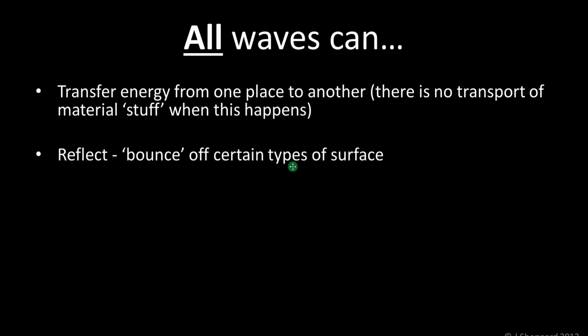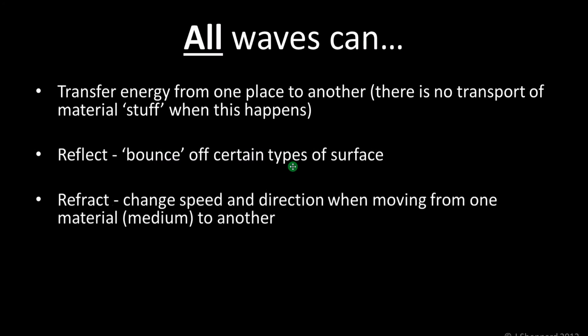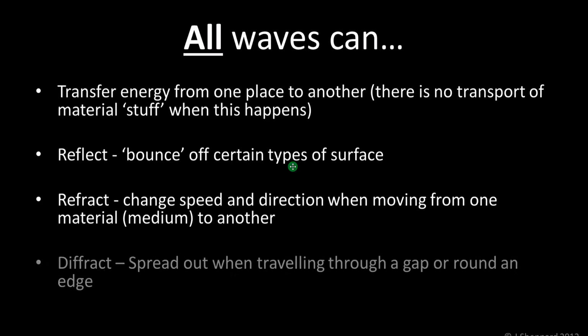All waves can reflect, so bounce off certain types of surface. All of them can refract, and that is change direction and speed when moving from one material, which is called a medium, to another. So, for example, light moving from air into glass or glass into air would exhibit refraction. Water waves moving from deep water to shallow water would also see refraction, because changing from deep to shallow counts as a change of medium, even though it's the same material really.